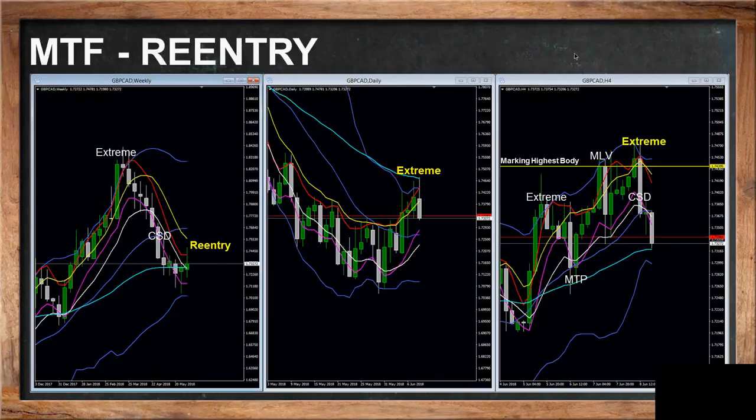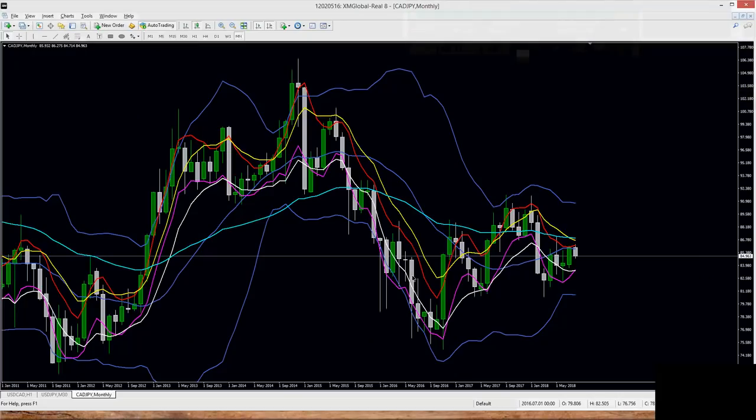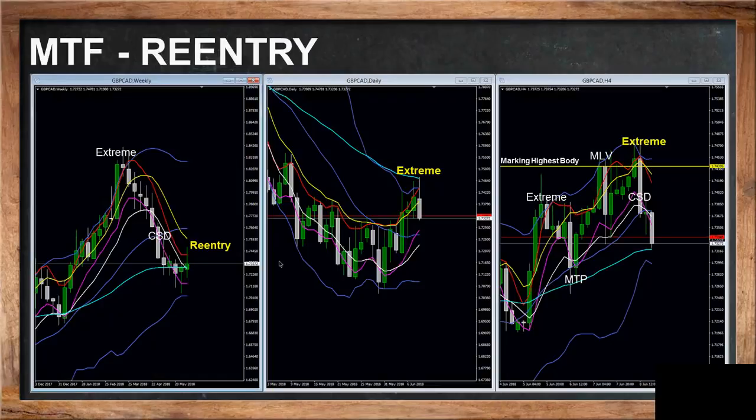Okay. So I think somebody asked earlier on about CJ. All right. So we'll talk about CAD JPY. Okay. So CAD JPY, let me just do a quick analysis. So basically, I'm just going to go for monthly first.